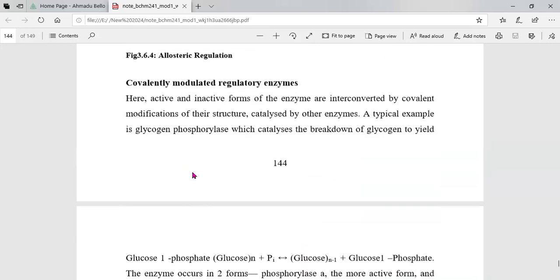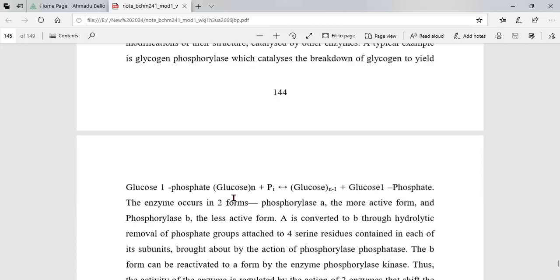We have covalently modulated regulatory enzymes. Here the active and inactive forms of the enzyme are interconverted by a covalent modification of their structure, catalyzed by other enzymes. Maybe another enzyme comes and removes a substituent from the enzyme to make it active, or removes it to make it inactive, or adds it to make it active, or adds it to make it inactive, as the case may be. An example is glycogen phosphorylase, which catalyzes the breakdown of glycogen to yield glucose 1-phosphate.